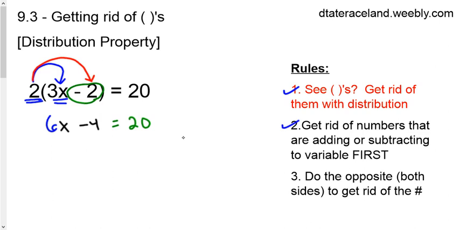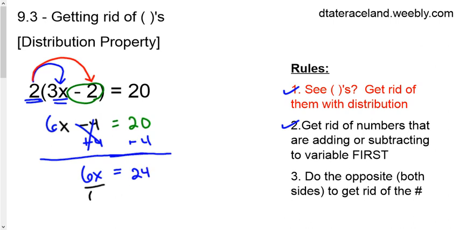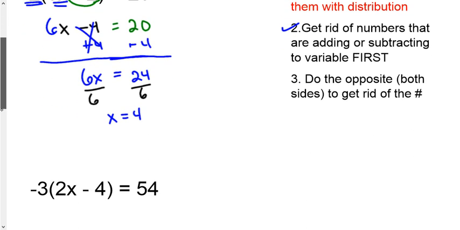Now we can go through and say get rid of any numbers that are adding or subtracting to the variable. Well, this one's multiplying. This one's subtracting. So we get rid of the subtracting one first, just like what you're used to doing. Add 4 to both sides. This goes away, and we pull down our 6x because we haven't done anything with it. Pull down our equal sign, and 20 plus 4 is 24. 6 is multiplying the x, so we divide by 6 on both sides, and we get x equals 4. I want to know if you're right? Plug this x value of 4 into this spot right here, and you'd be able to work it out, and it does get you 20.